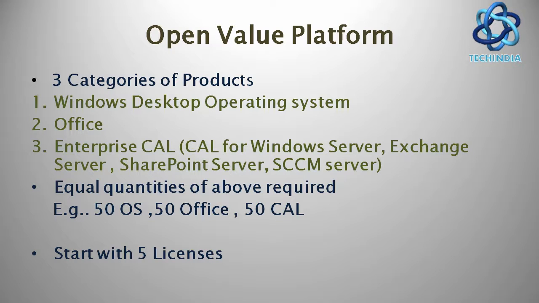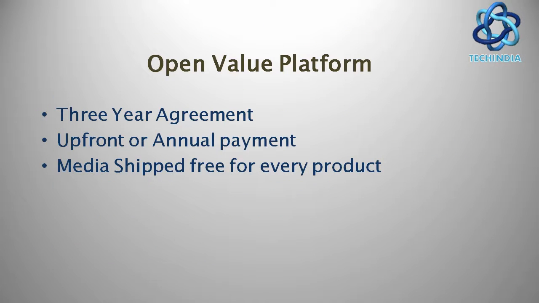That indicates if in my company I have 50 PCs, I should purchase 50 licenses. If I purchase 25, it's not enough. I should purchase 50, meaning 50 licenses. So that is about your company wide. Here also starting with a minimum of 5 licenses. You don't get just 1 or 2; a minimum of 5 licenses you should purchase. Here also a 3-year agreement, upfront or annual payment, media shipped free for every product. You will get a media here.